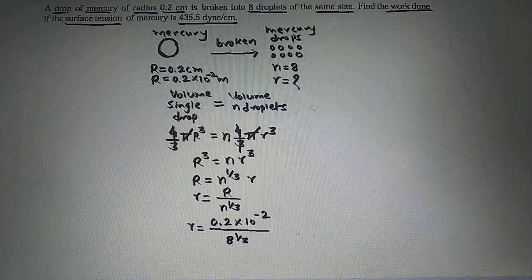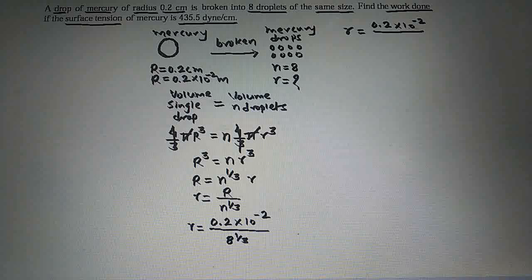Then small r is equal to 0.2 into 10 raised to minus 2 divided by the cube root of 8. This 8 raised to 1/3, the cube root of 8, is equal to 2. Then small r is 0.2 divided by 2, which is 0.1 into 10 raised to minus 2, and the unit is meter. So this is the radius of the single drop.